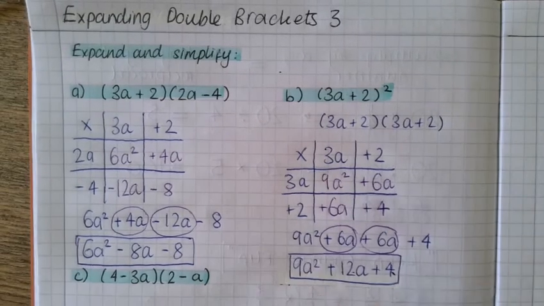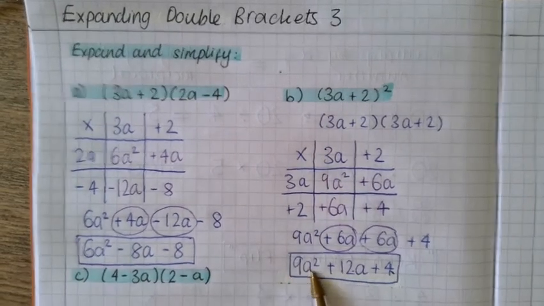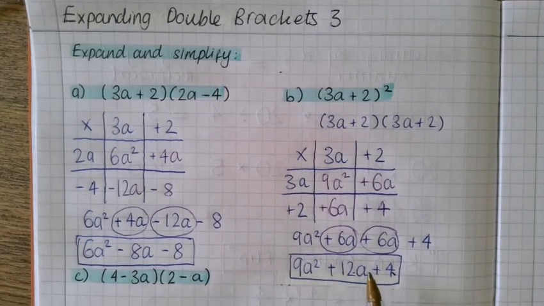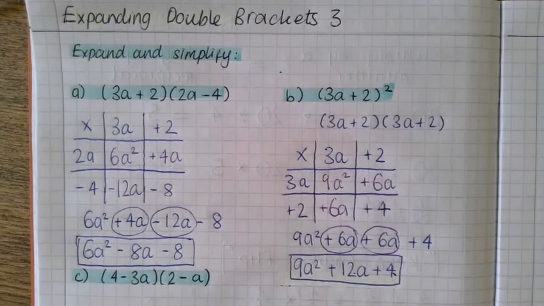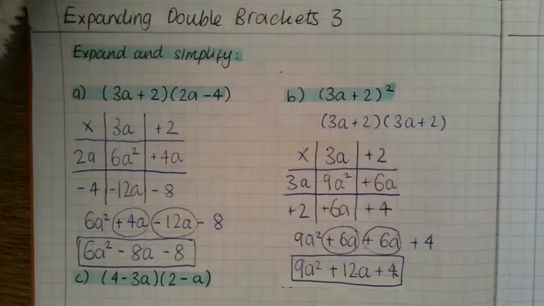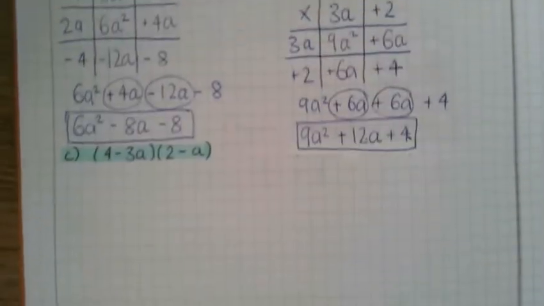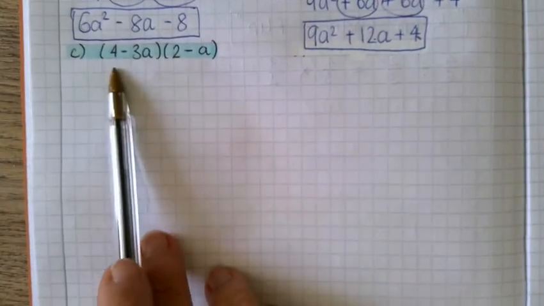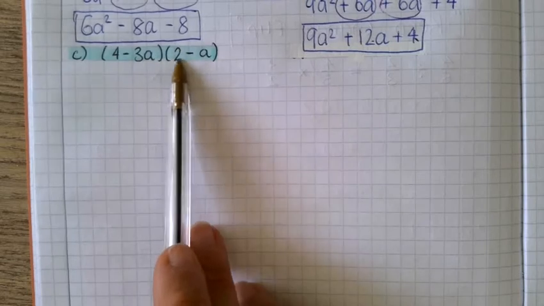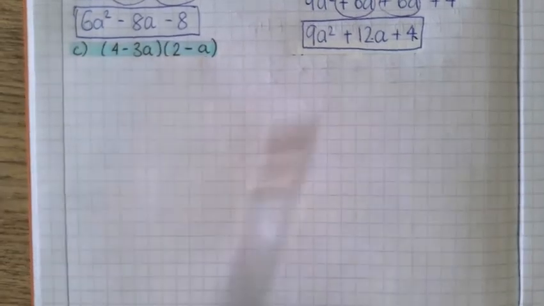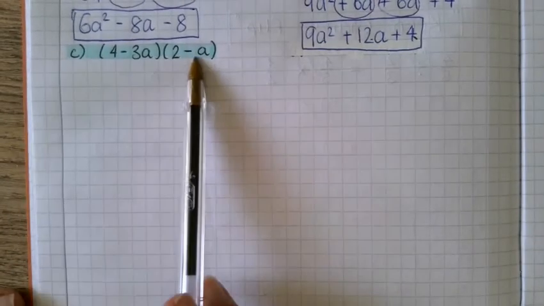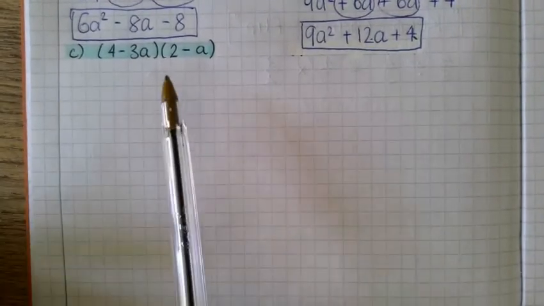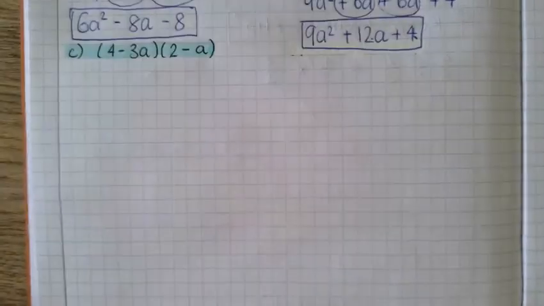And remember, we usually write it in the order of our square term, with the letter squared, then just the letter, and the number on the end. So that's the order we would write it in. And the third example, it's not really any different, but you'll see here we've got 4 subtract 3a multiplied by 2 subtract a. So our letters here are negative, as in most of the examples we do, the letters are variable positive. So that's the only difference here.